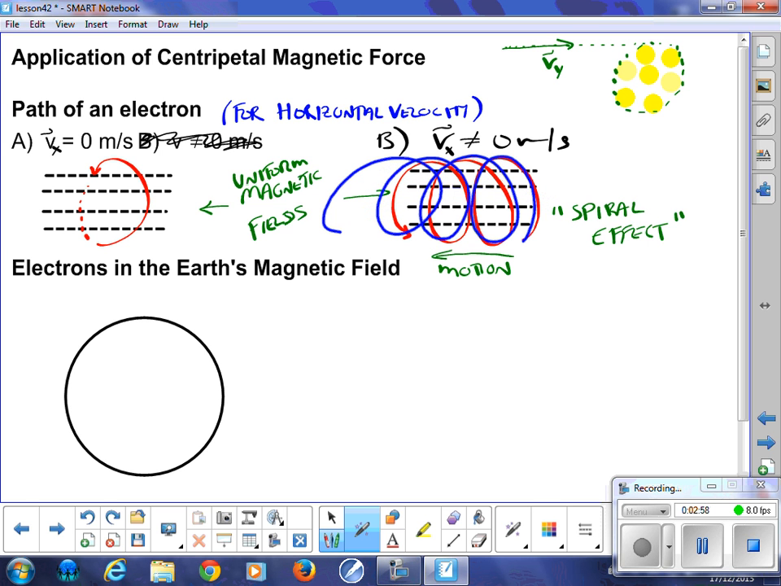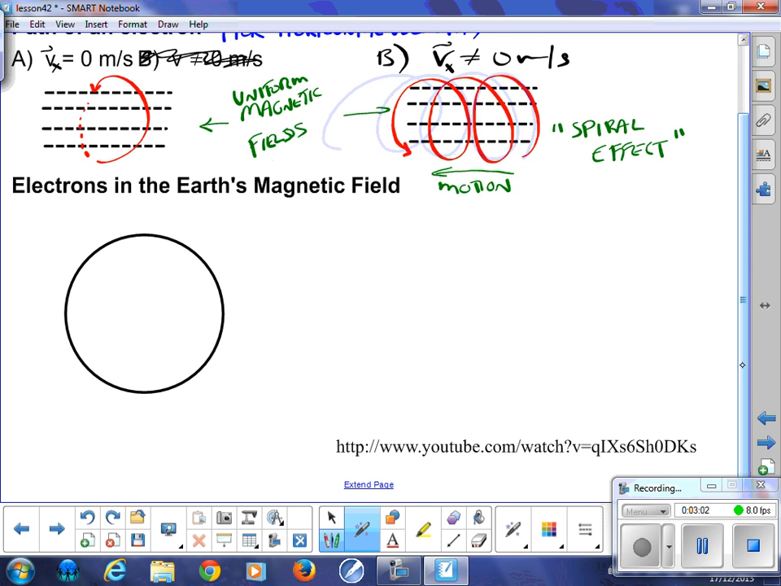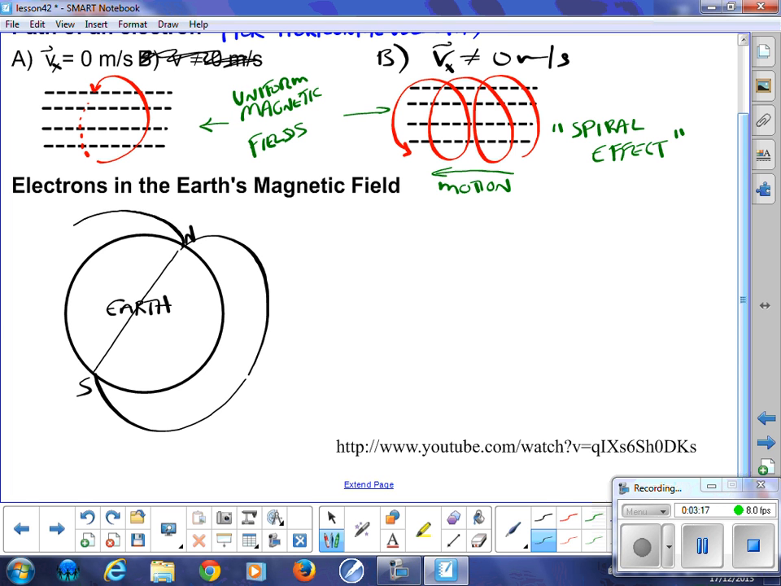So that's what we're looking at in this final stage here in terms of an application, because what happens below here, we'll call this the Earth. The Earth has magnetic field lines, so north and south. I'm not going to draw them all in, I'm going to draw one. So here is one magnetic field line.